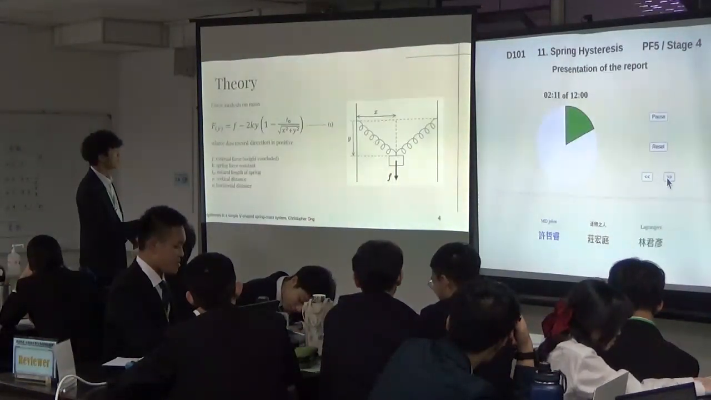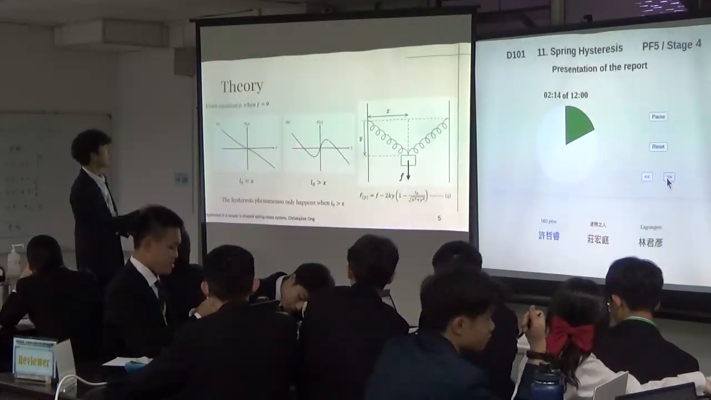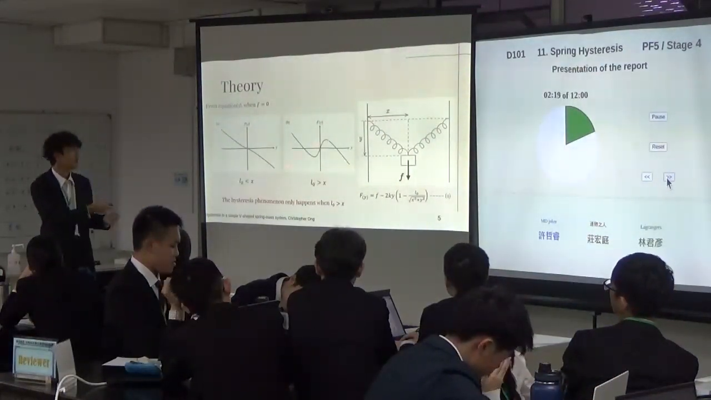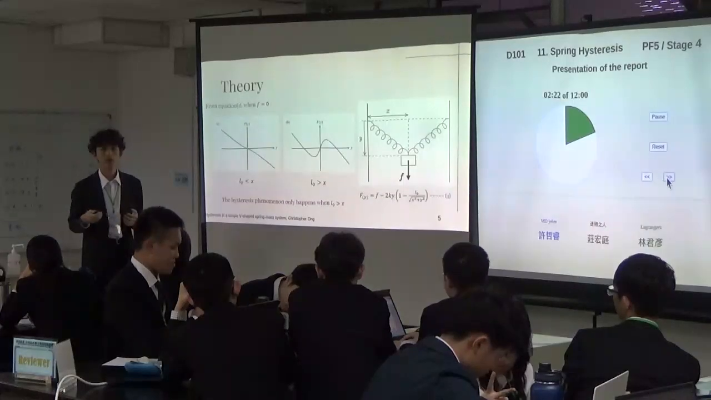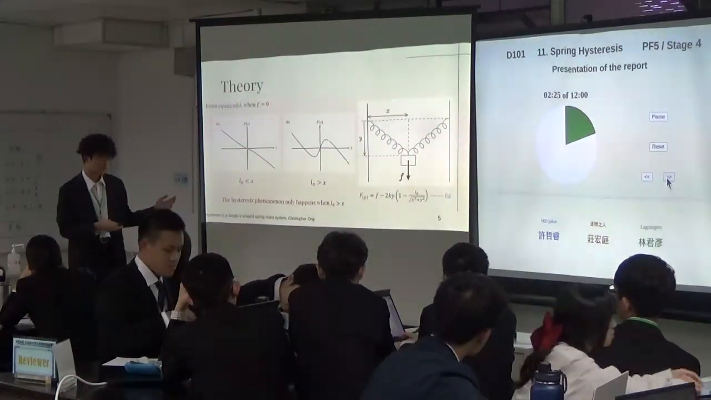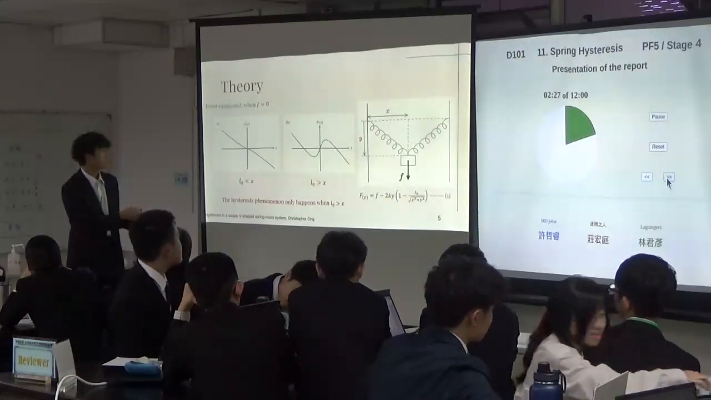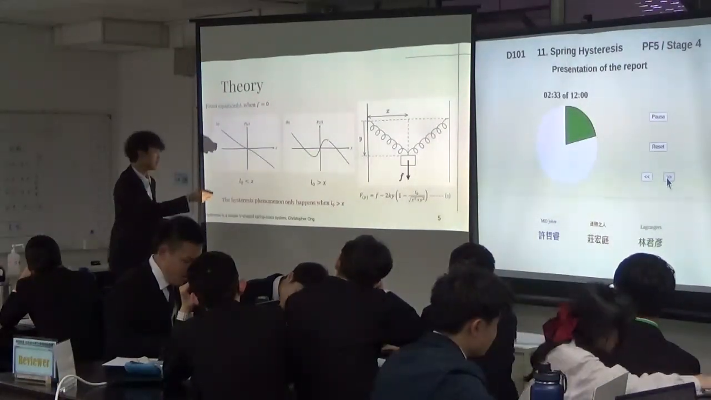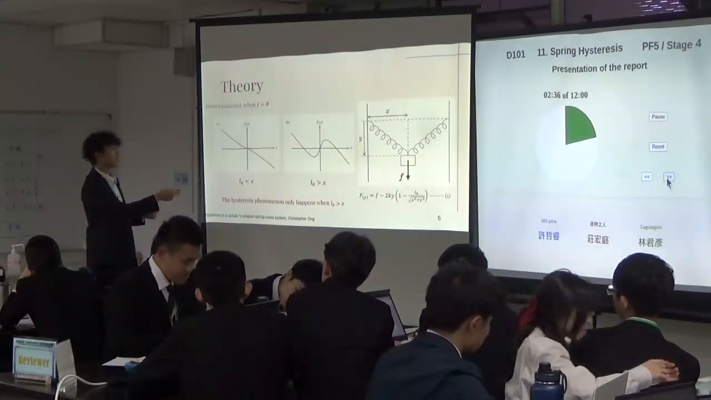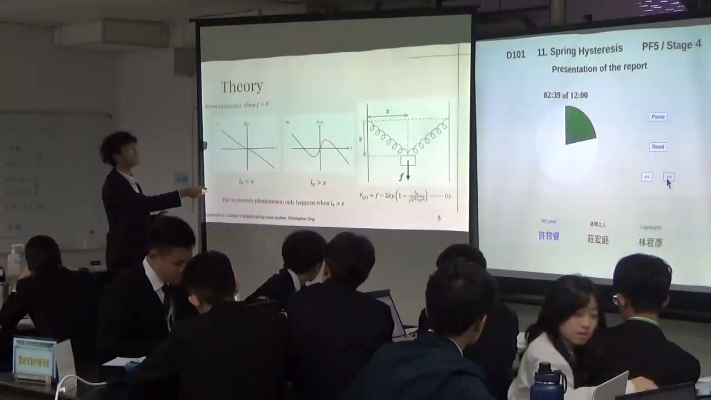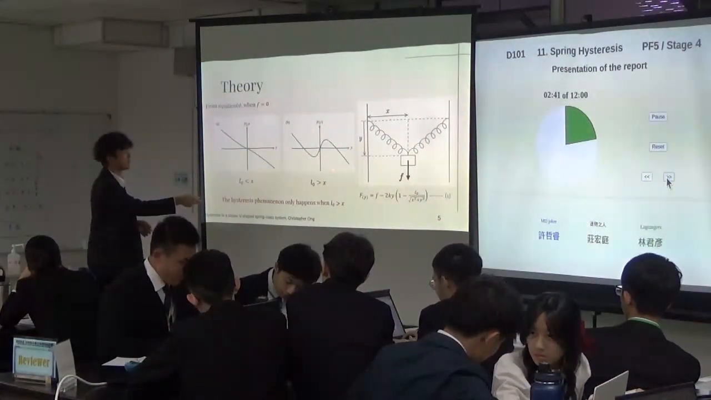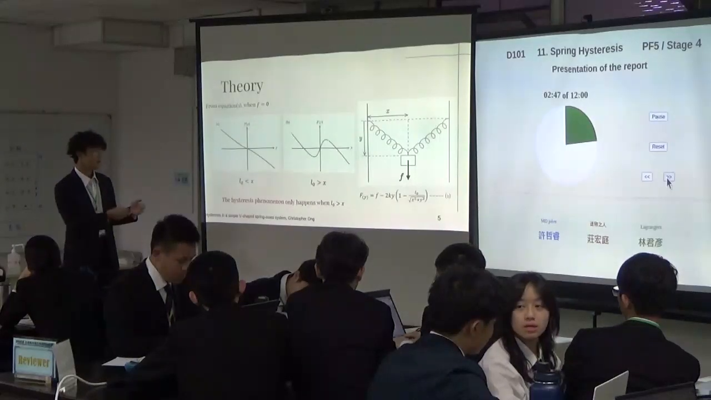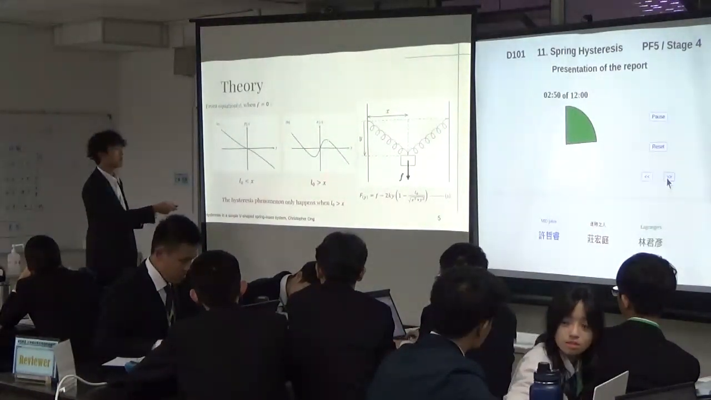From this equation, which we call equation 1, we put it into a graph. If we have the graph of equation 1, when L0, which is the natural length of the spring, is smaller than x, which is the distance over here, the graph will look like this. And if L0 is bigger than x, the graph will look like this. Because of the different shapes of the graph, we only talk about the hysteresis phenomenon when L0 is bigger than x. The hysteresis phenomenon only happens in this situation.